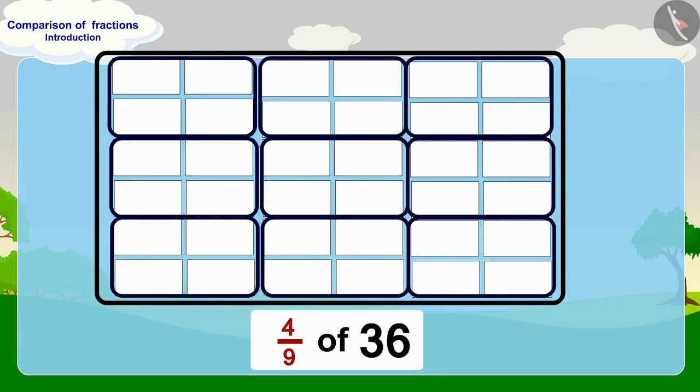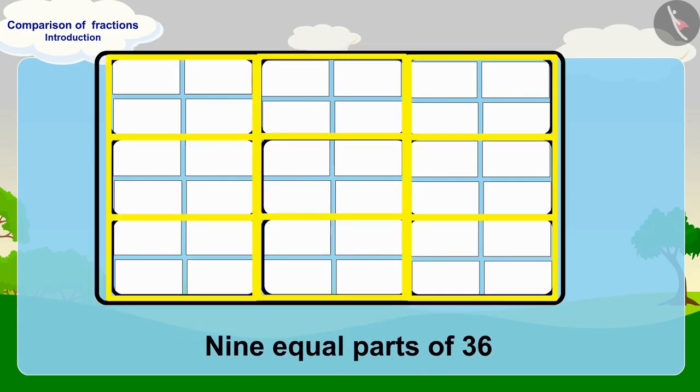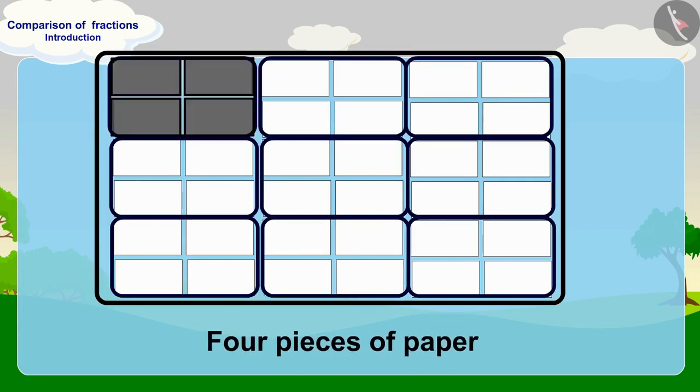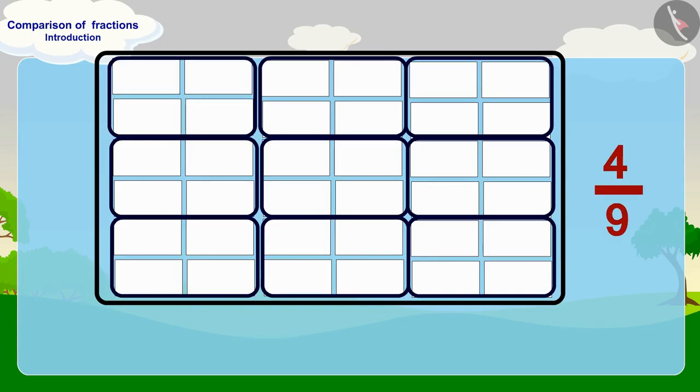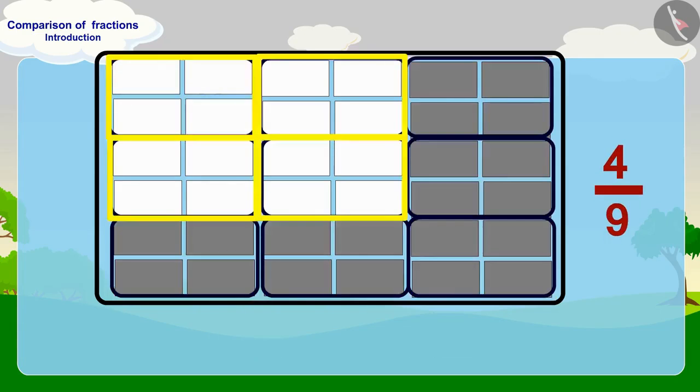For 4/9 of 36, we will divide 36 into 9 equal parts. In this way, each part will have 4 pieces of paper. And in 4/9, we are taking 4 of these 9 equal parts.